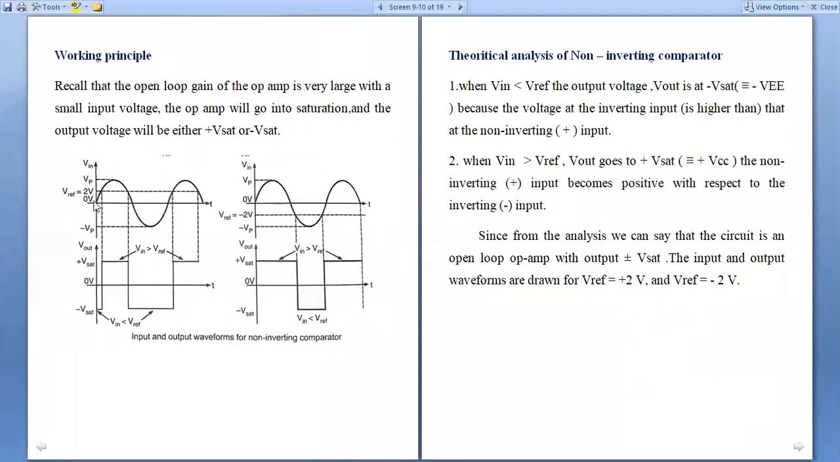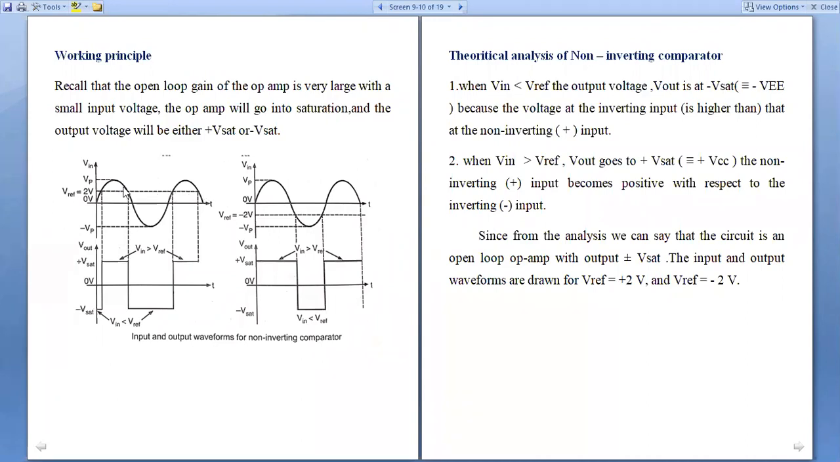Okay, so this is the output voltage, sinusoidal or time varying. Here we applied a time varying, sinusoidal voltage. And the reference pulse, see this dotted line. This dotted line is nothing but the reference pulse applied.